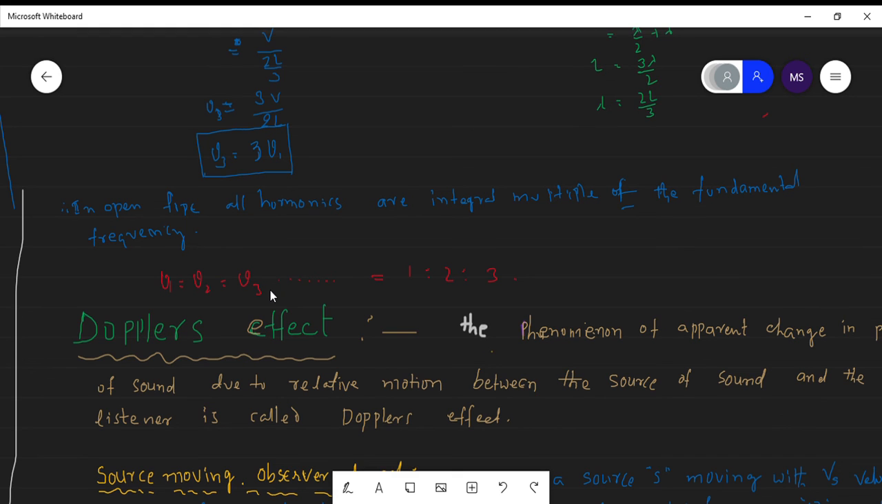So in the open pipe, the harmonics are integral multiples of the fundamental frequency. Here nu1 is v by 2L, nu2 is 2 into v by 2L, nu3 is 3 into v by 2L, and so on. So v by 2L cancels, and we get 1:2:3. Therefore in the open pipe, the ratio of the frequencies of the harmonics is 1:2:3.